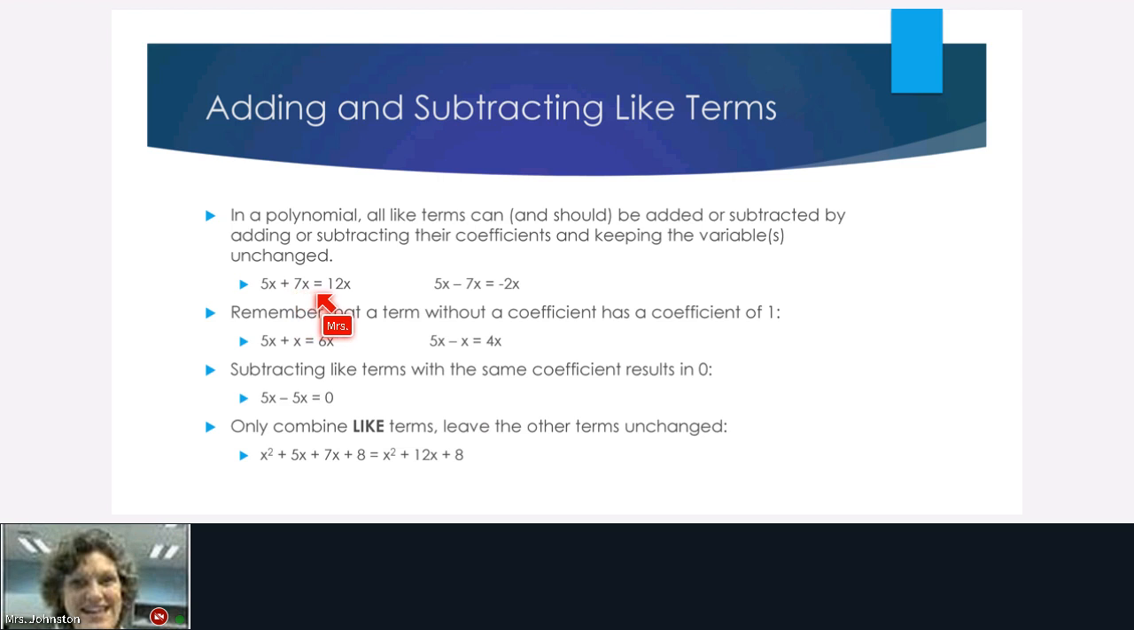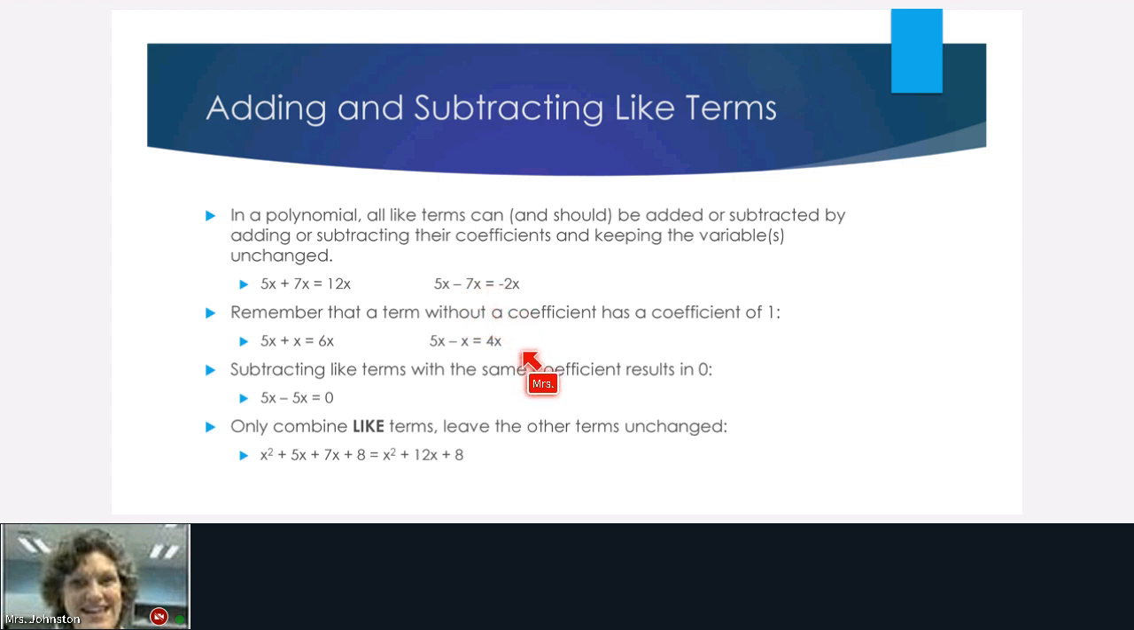So 5x plus 7x equals 12x. It's kind of like you're picking up x's off the ground. 5 x's plus 7 more x's are 12 x's in all. Don't get this confused with multiplying different factors where you would end up with x squared by multiplying. We're simply adding the numbers of x's. And subtraction works the same way.